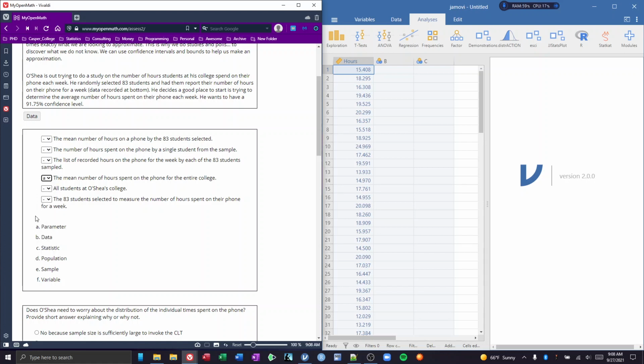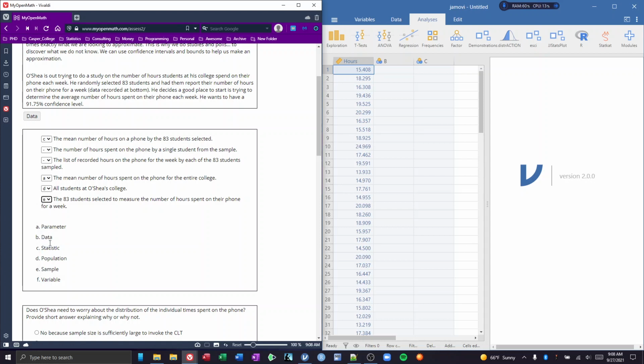Now that we have the parameter, let's jump down and do statistic, because the statistic is the truth about the sample. So this would be the mean number of hours on the phone by the 83 students selected. So we'll put that as C as our statistic. Let's go look at our population now. So the population is all of the students at O'Shea's college. So that's going to be our D real quick. Then if we look at our sample, that's just going to be the subset. That'd be the 83 students selected to measure the number of hours spent on their phone for a week. So that's going to be E.